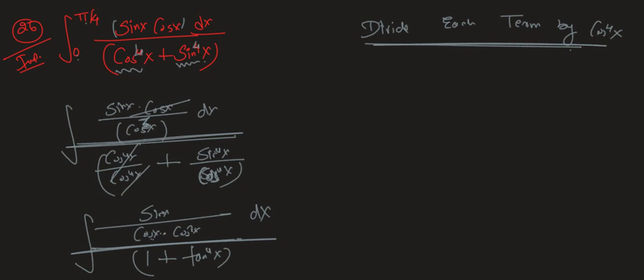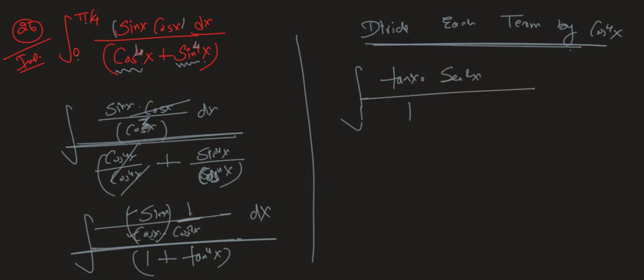Okay. Now anybody wants to help me? What can we do? Still we can simplify a little bit. Sin by cos. What is sin by cos here? This by this. Sin by cos is tan x into this is 1 by cos square. 1 by cos square will be sec square by 1 plus tan raised to power 4x dx.